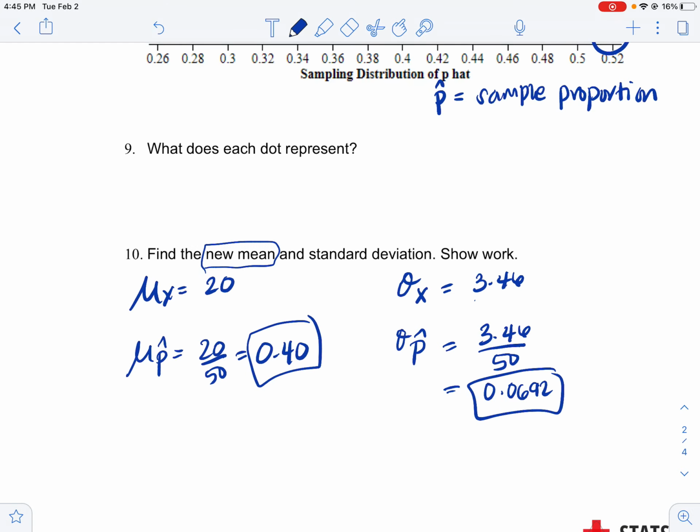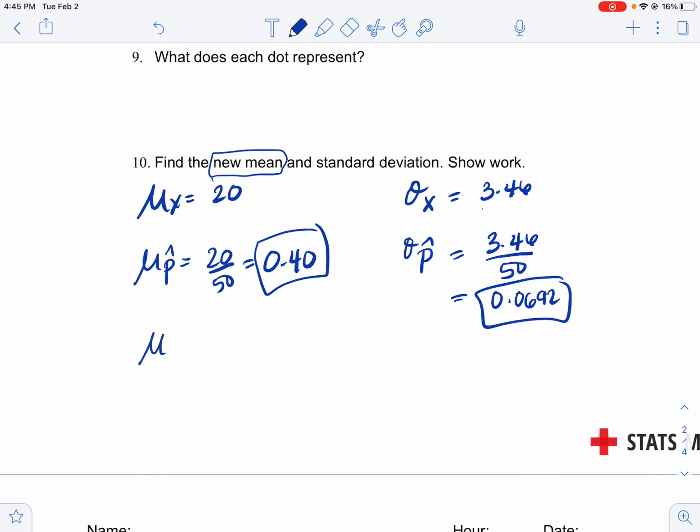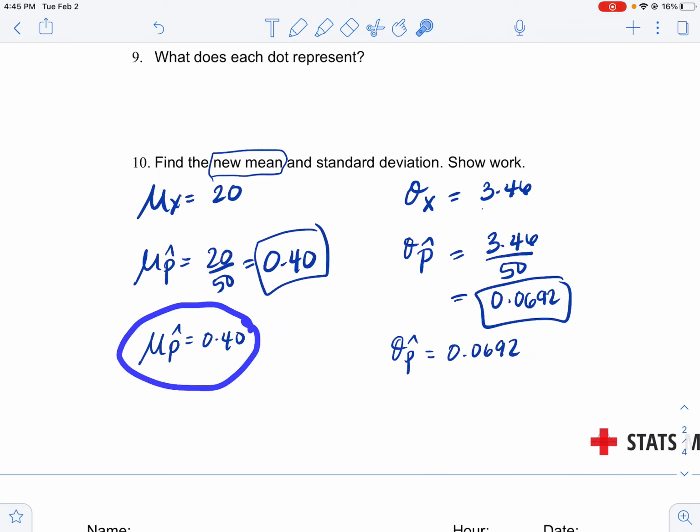Okay, so let's take a look. My mean of p hat is 0.40. My standard deviation of p hat is 0.0692. Now, let's try to see what's going on in here.